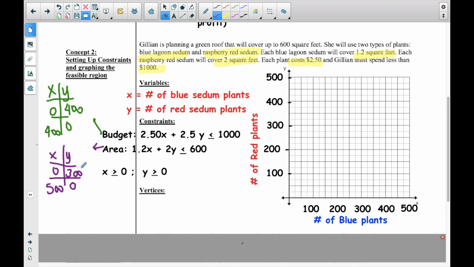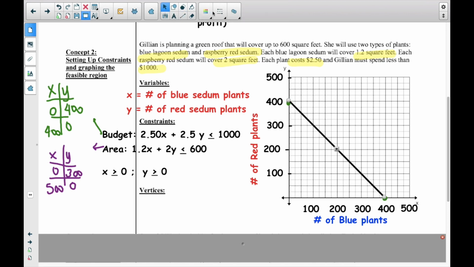So once I get my tables, then I can set up my graph. Let's go ahead and graph these. So the budget goes from 400 to 400. Now, hopefully you can see that that's a slope of negative 1. So you could use your straight edge, or you could just count down one, left one, down one, left one, etc. And that's going to be our first inequality.